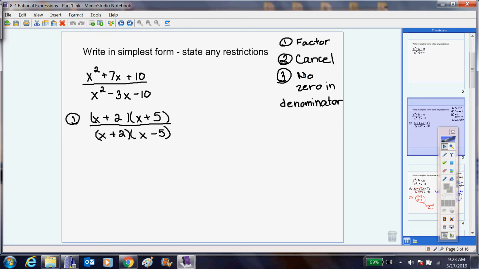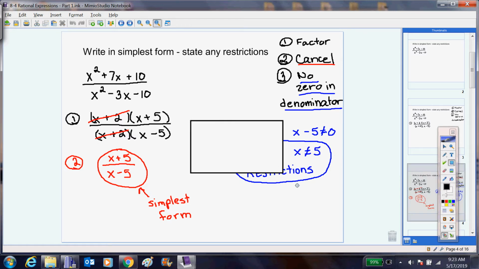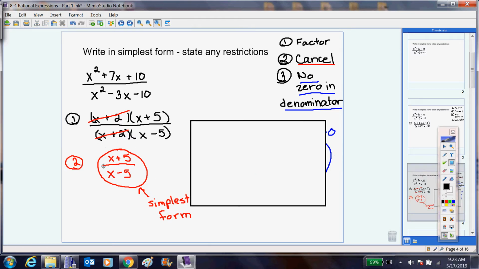Second, you're going to look for what can be canceled out, because you know that when you cancel things out, you're really dividing the numerator and denominator by the same thing. So you look for common factors. So what are our common factors here? X plus 2 and x plus 2. So those are the things that can be crossed out. So when we cancel, okay, we end up with our simplest form.